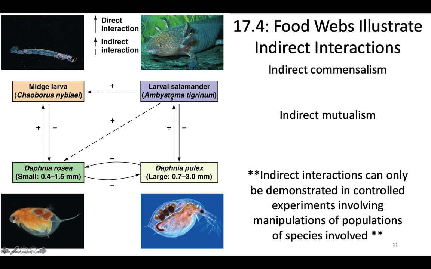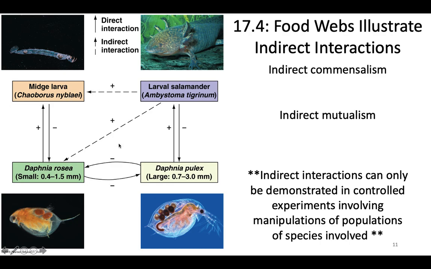Now what's going on here is that because of this competition between Daphnia pulex and Daphnia rosea, when larval salamanders are present, they feed on the Daphnia pulex. The Daphnia rosea have a reduction in their competitors, so their populations increase. And then that increase in the Daphnia rosea population causes an increase in the midge larva. So larval salamanders, by causing a decrease in the Daphnia pulex population, are benefiting Daphnia rosea and the midge larva.